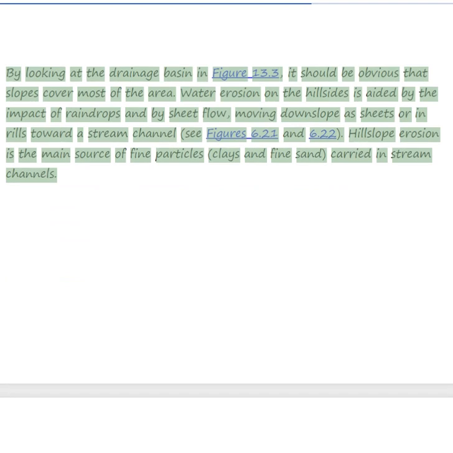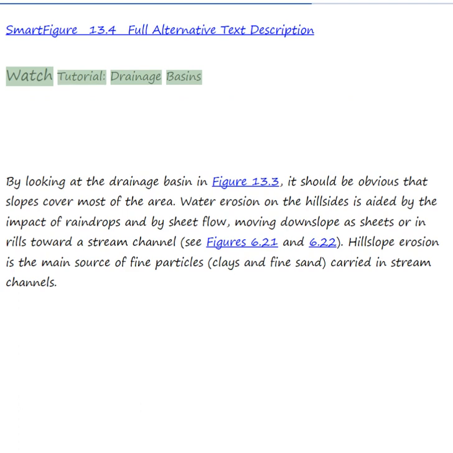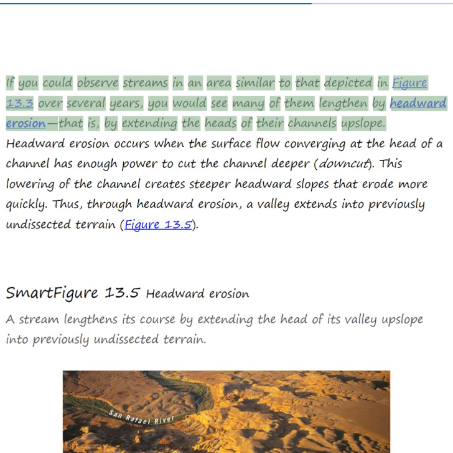By looking at the drainage basin in Figure 13.3, it should be obvious that slopes cover most of the area. Water erosion on the hillsides is aided by the impact of raindrops and by sheet flow, moving downslope as sheets or in rills toward a stream channel. Hillslope erosion is the main source of fine particles carried in stream channels. Watch tutorial, Drainage basins.